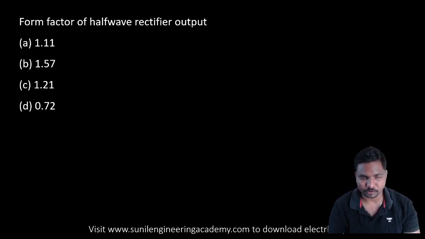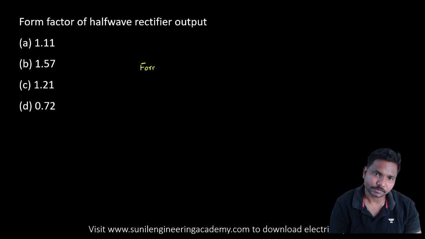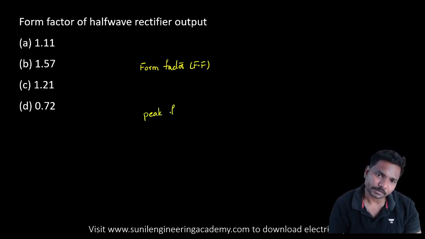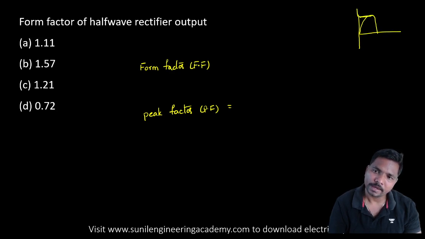Form factor of half wave rectifier output. We know very well the peak factor and form factor definitions. Peak factor, PF. Peak factor is nothing but, for example, if you consider a wave, this is the maximum value or peak value. After that, 0.63 is the average value, and 0.707 is the RMS value.